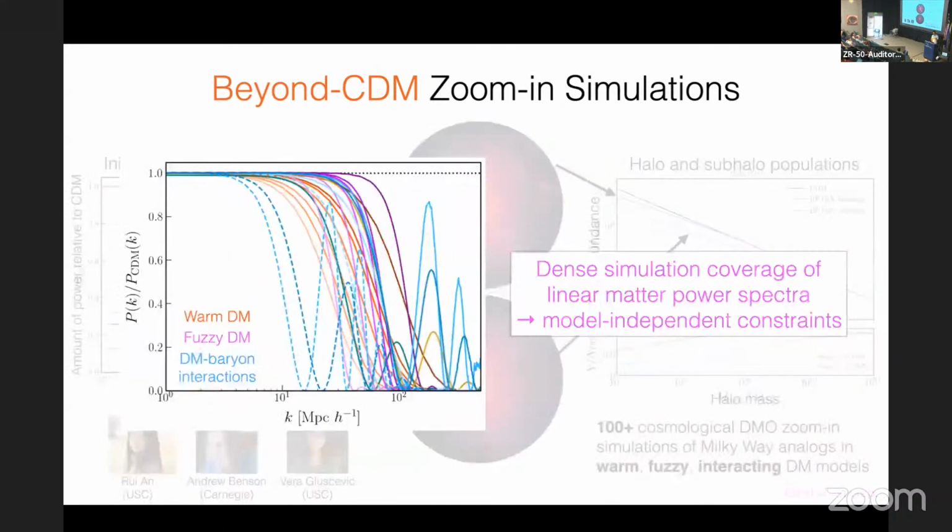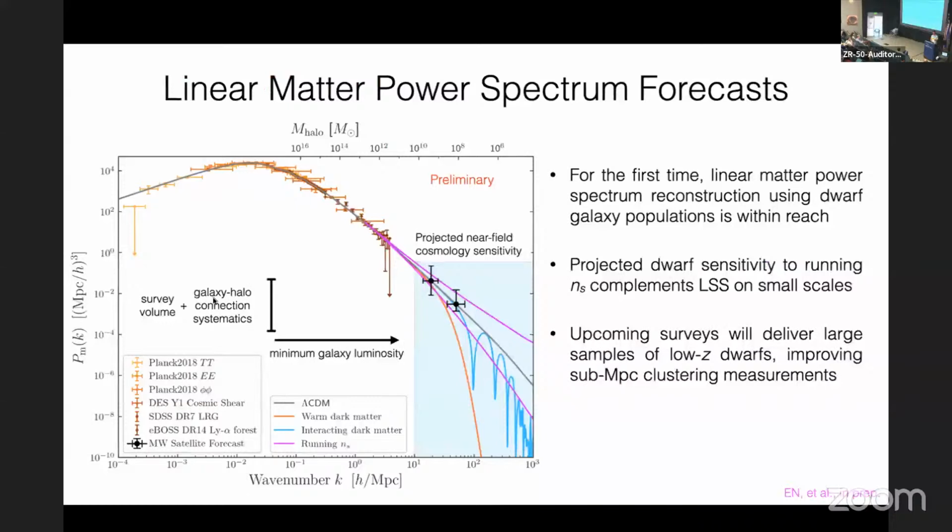So just to give you a sense of the range of models that we've covered, I've thrown everything on one plot here. Again, I don't expect you to take away the details. One point I want to emphasize is that these constraints will not only apply to scenarios where all of the dark matter is one non-CDM component. We're also covering fractional cases, for example, with mixed warm and cold dark matter. So the idea is that this really dense simulation coverage of possible initial conditions will allow us to place model-independent constraints on the linear matter power spectrum itself.